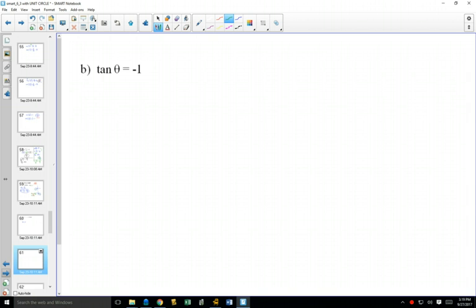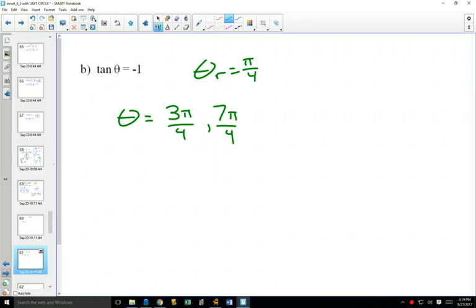Tan of theta equals -1. Is tan ever 1 on your unit circle? What family? Pi over 4. So we already know our reference angle is pi over 4. What quadrants is tan negative in? Quadrant 2 and quadrant 4. What's the pi over 4 family member in quadrant 2? 3 pi over 4. What's the pi over 4 family member in quadrant 4? 7 pi over 4. And we've solved it.